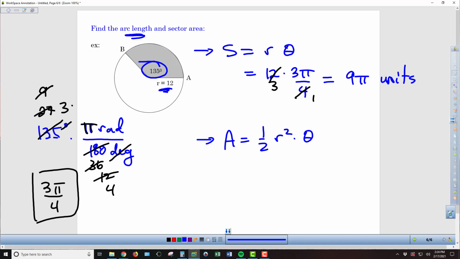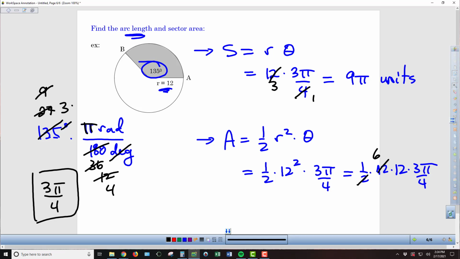And then for the area measurement, we've got 1/2 times our radius is 12, so 12 squared times our angle in radians, so 3 pi over 4. And so I've got 1/2 times 12 times 12 times that 3 pi over 4. So I'm going to do a bunch of reducing here. I've got the 2 and this 12 gives me 6. The 4 and the 12 gives me 3. So in the end I have 6 times 3 times 3 times pi. And so our end result here is going to be 54 pi.